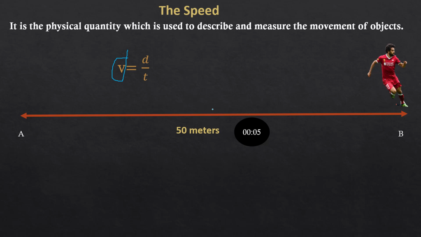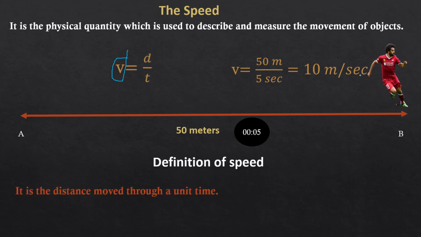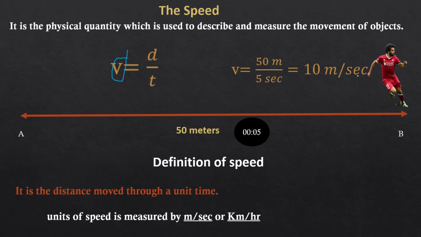So Muhammad's speed here is 10, yes, excellent, 10 meters per second, because the distance here is 50 meters and the time is 5 seconds. It will produce 10 meters per second. So the definition of speed is the distance moved through a unit time. And the measuring unit of speed is meter per second or kilometer per hour.